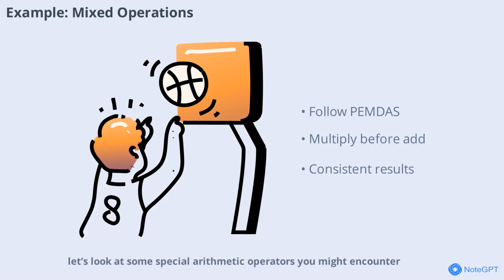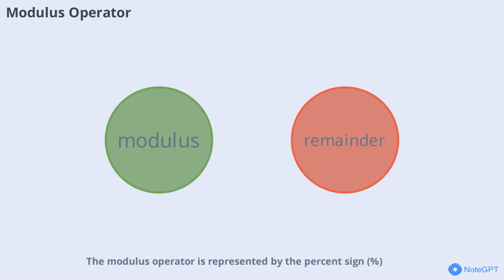Next, let's look at some special arithmetic operators you might encounter. The modulus operator is represented by the percent sign, %. It gives the remainder after division. For example, 10 % 3 equals 1 because 10 divided by 3 is 3 with a remainder of 1. The modulus operator is especially useful in programming and problem solving, like checking if a number is even or odd.